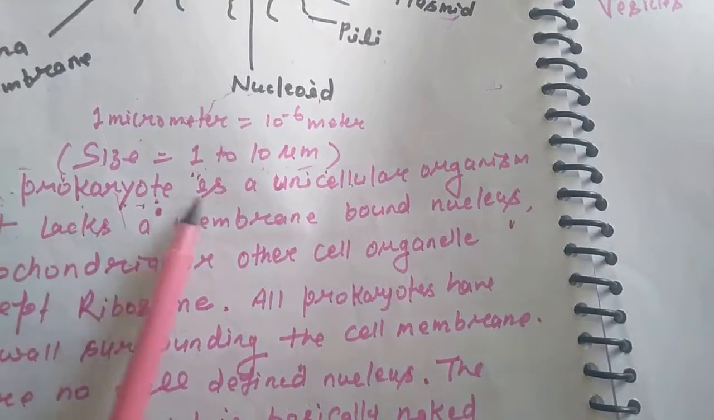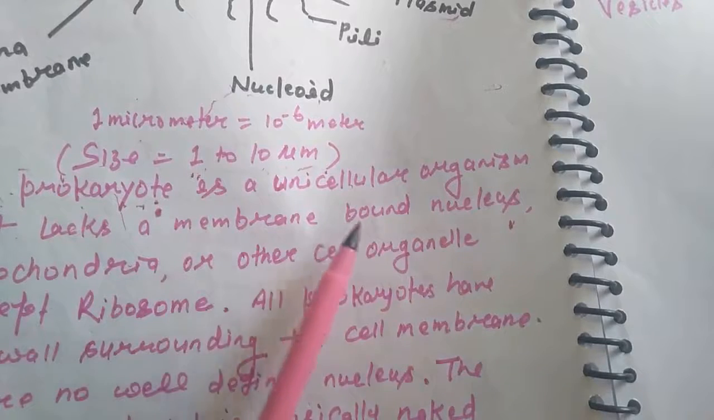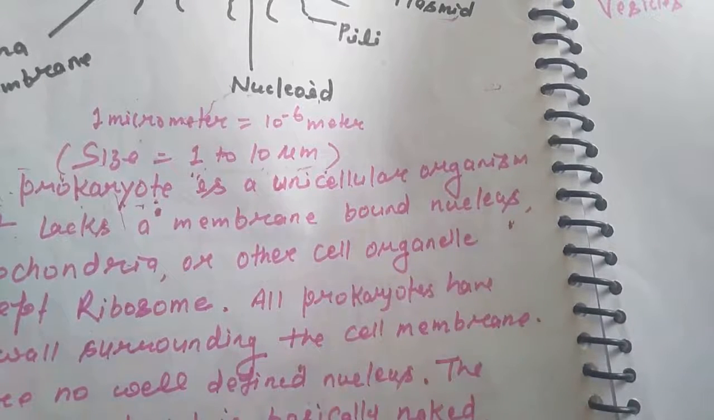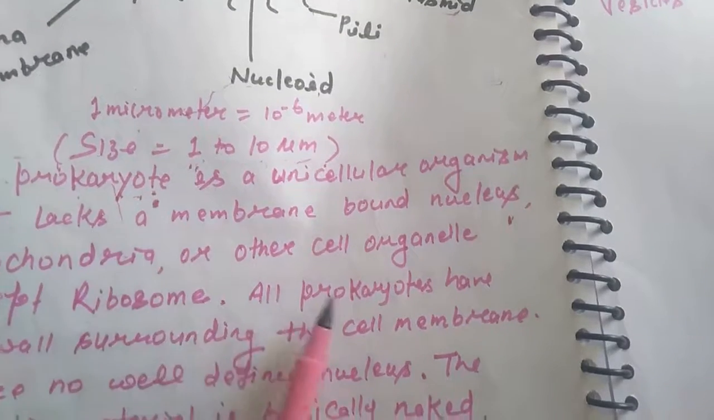A prokaryotic cell is a unicellular organism that lacks a membrane-bound nucleus. Not only is the membrane-bound nucleus absent, mitochondria and other cell organelles are also absent in the prokaryotic cell, except ribosomes. Ribosomes are present in the prokaryotic cell.